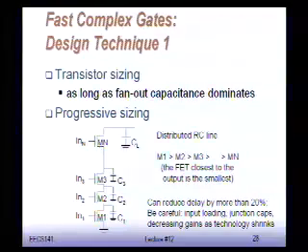Anyone wants to answer this? If you were to write down all these RCs that I just showed you, in how many of them will you see the equivalent resistance of the top MOS? Does anyone want to answer? Go ahead. Just one. Okay, just the first one, right?